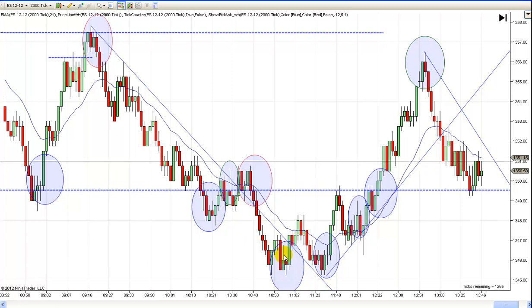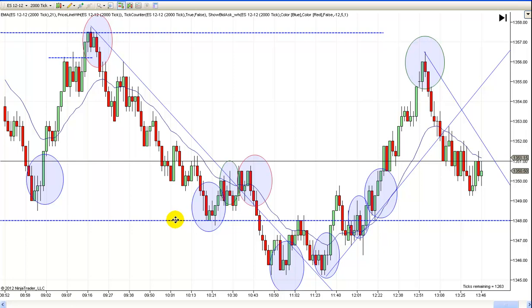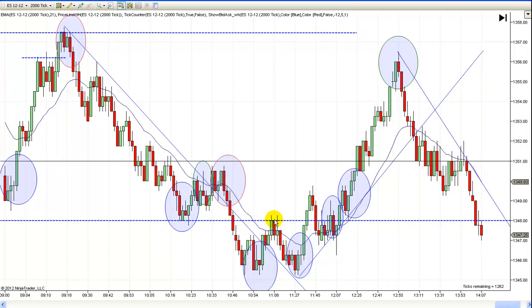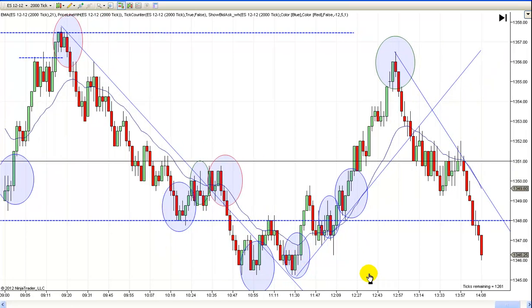Really what this turns out is just another failed break below the lows, and you should have been moving your stop down like so. And you can see it came right up and tested that and then turned back down.